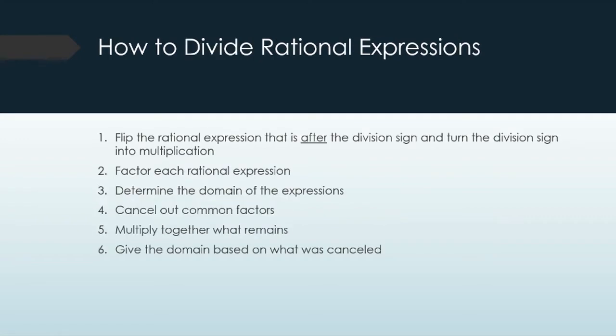Dividing rational expressions is basically the same thing, but just one additional step on top of that. So you can see that we're just progressing step by step by step. So the extra step from dividing that's different from multiplication is step 1. Flip the rational expression that is after the division sign and turn the division sign into multiplication. So if you remember anything back to elementary school, when you divide by a fraction, you multiply by the reciprocal. That's what we're doing here. We're taking the reciprocal and then turning it into multiplication. And then from there, you follow the steps for multiplication.